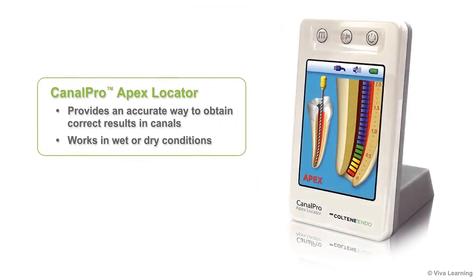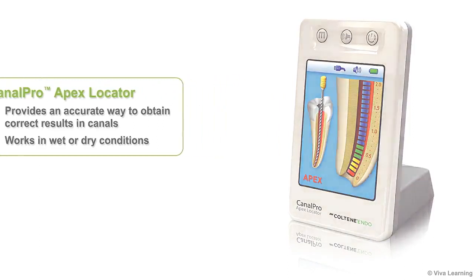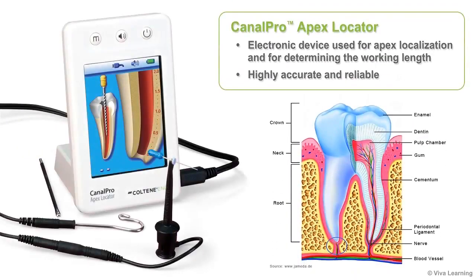Coltene's CanalPro Apex Locator solves this problem, providing an accurate way to obtain correct results in canals, whether they have wet or dry conditions. The CanalPro Apex Locator is an electronic device used for apex localization and for determining the working length, i.e., the distance between the cusp tip and an apical reference point during root canal treatment. CanalPro is highly accurate, providing the reliable, spot-on performance that will make it your go-to unit for apex locating.